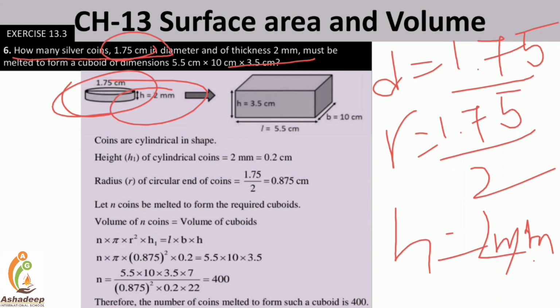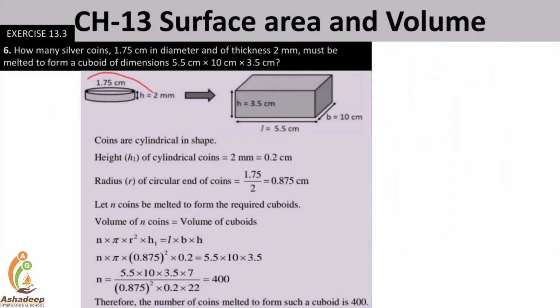Must be melted to form a cuboid. Now we need to melt this and form a cuboid, right? So how many coins are required? We need to find out the number, so we have to deal with numbers. So it is nothing but the bigger volume upon the smaller volume. So what is the bigger? Cuboid. Simple, right? What is the bigger? That is nothing but the cuboid.